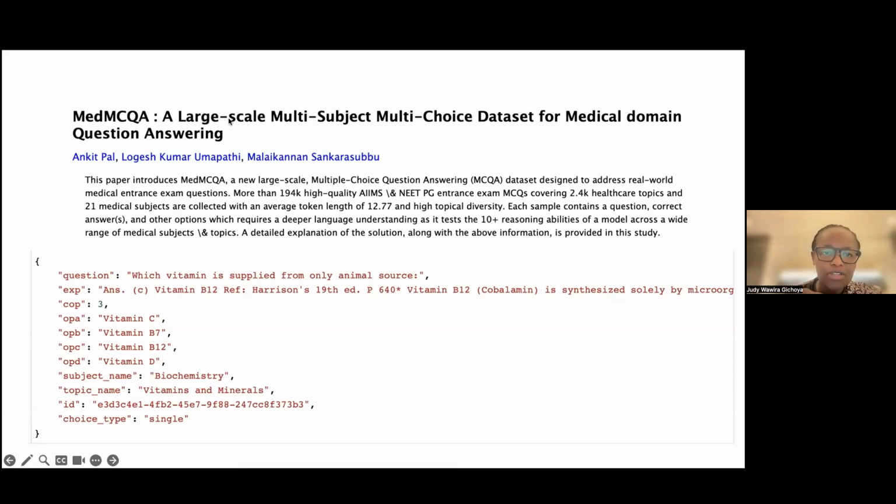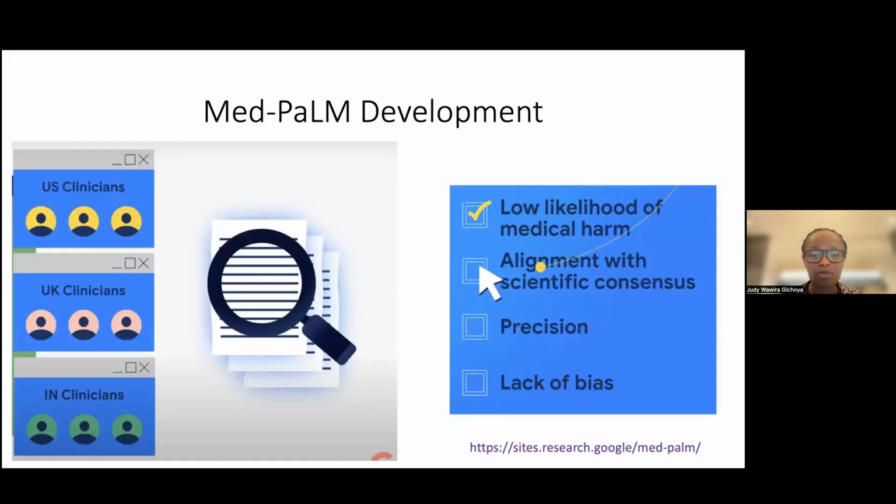This is a multi-subject, multiple-choice data set. And you can see, which vitamin comes from an animal source, and how it's represented. And this is my big question here: do we think that this is sufficient for us? Do you think this is a sufficient state of the art for us to be using to understand these gains of the large language models for medicine?